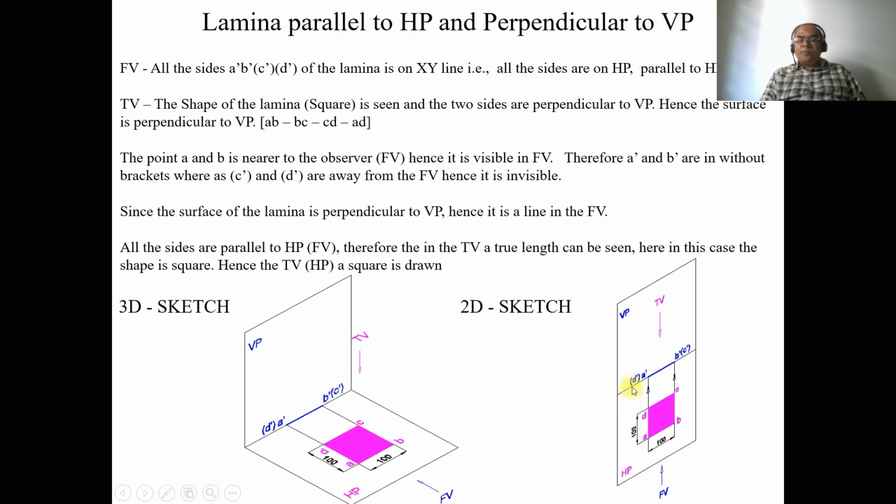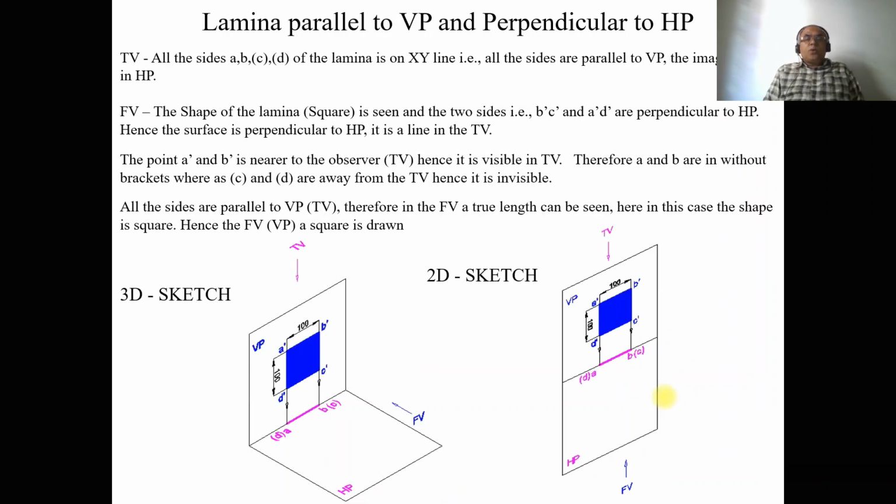When you look from the top view, all the sides are visible, therefore ABCD is visible. Since all the sides are parallel to HP, we are getting the true length. So this is how we can analyze the lamina which is parallel to HP and perpendicular to VP.